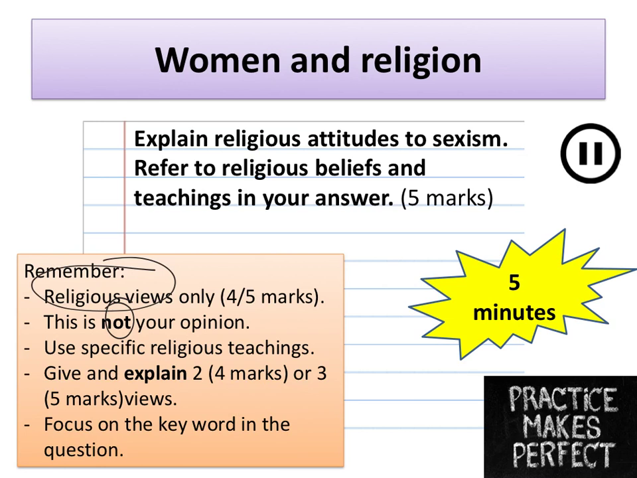You need to use specific religious teachings, and you need to give an explain 2 for a 4-mark question, or 3 for a 5-mark question like the one we're answering here. You must focus on the key word in the question. Here, the key word is sexism, so we need to make sure that we keep on coming back to that in our answer. You've got 5 minutes to answer this question. Pause the video and give yourself 5 minutes.